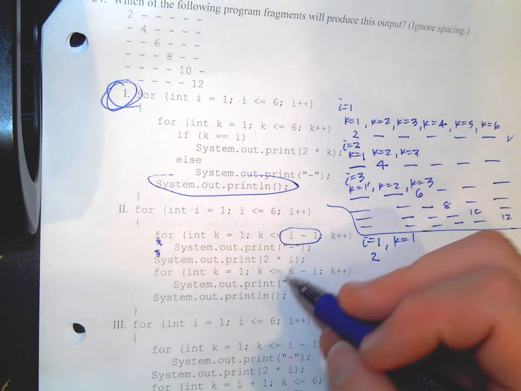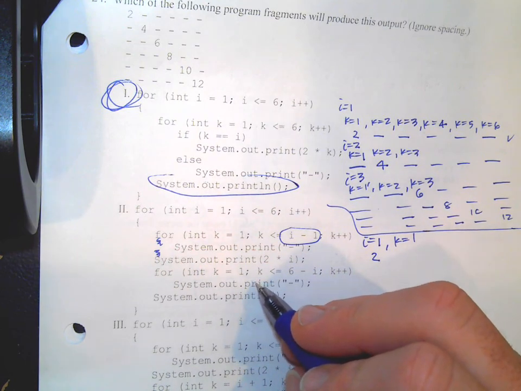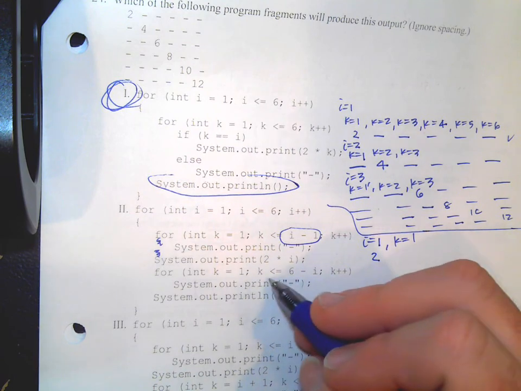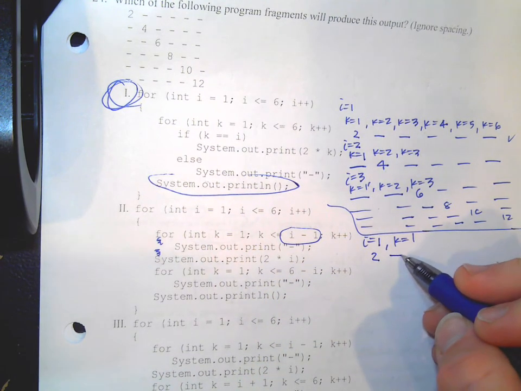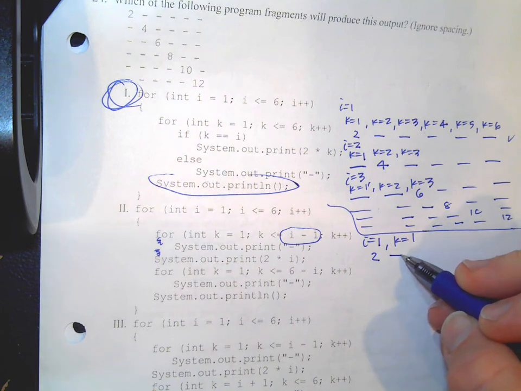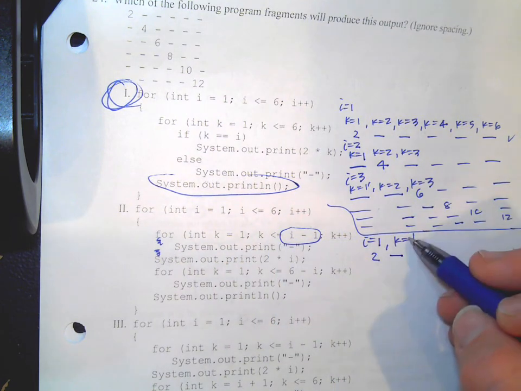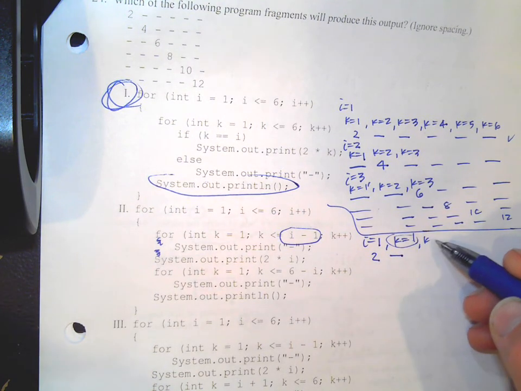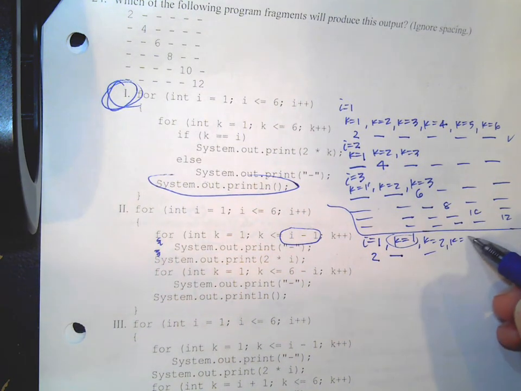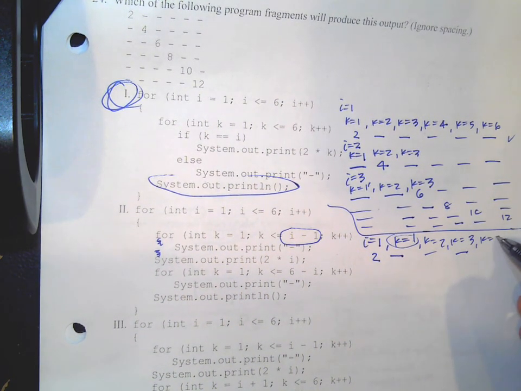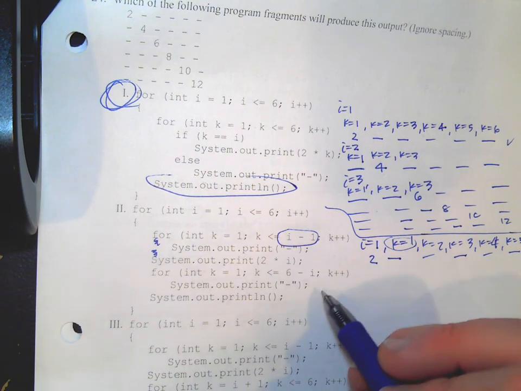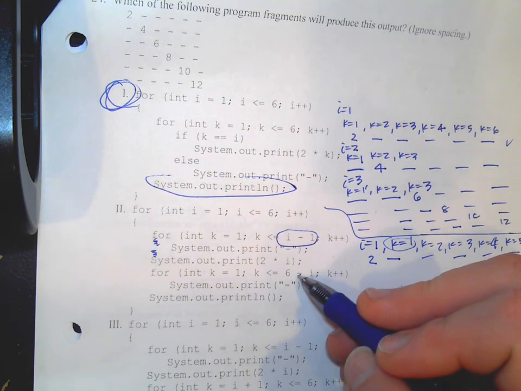And then starting at k equals 1, it prints these dashes afterwards. So this k equals 1 was done. Now it's k equals 1 again, and then k equals 2, and k equals 3, and k equals 4, and k equals 5. And that's it, because once k equals 6, oh, this is 6 minus i. So this is going to be 5 that time.